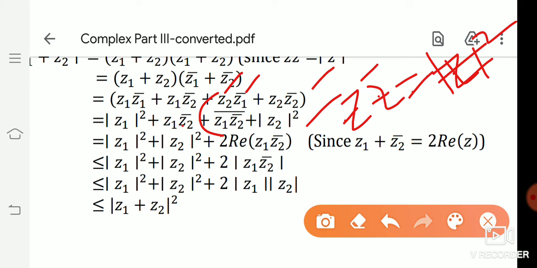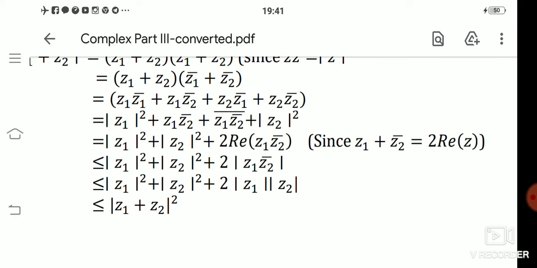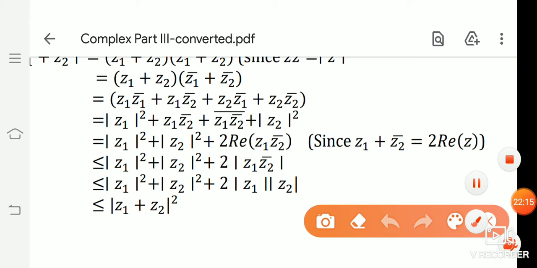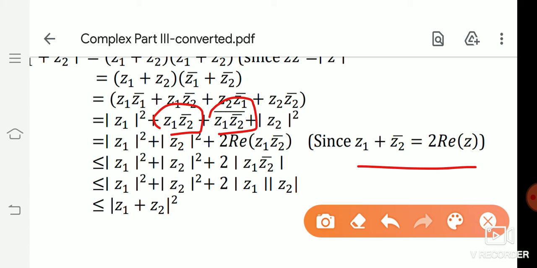Now I am taking mod of z1 square plus mod of z2 square on one side, and this part I am considering as one complex number, and this is the conjugate of that particular complex number, and we know that z plus z bar is always equal to 2 real of z. So here we can say 2 real of z1 dot z2 bar, which is always less than or equal to mod of z1 square plus mod of z2 square plus 2 into mod of z1 dot z2.